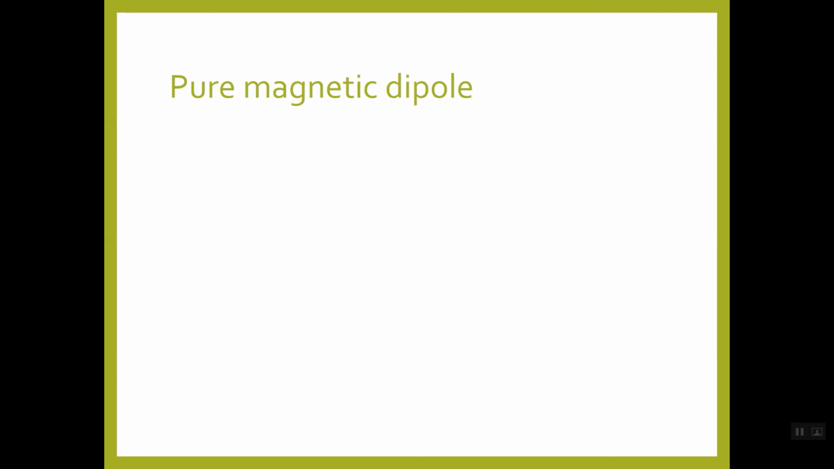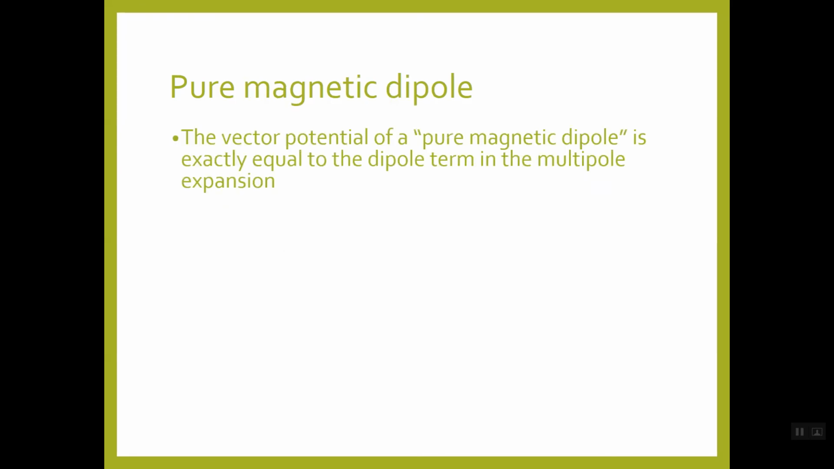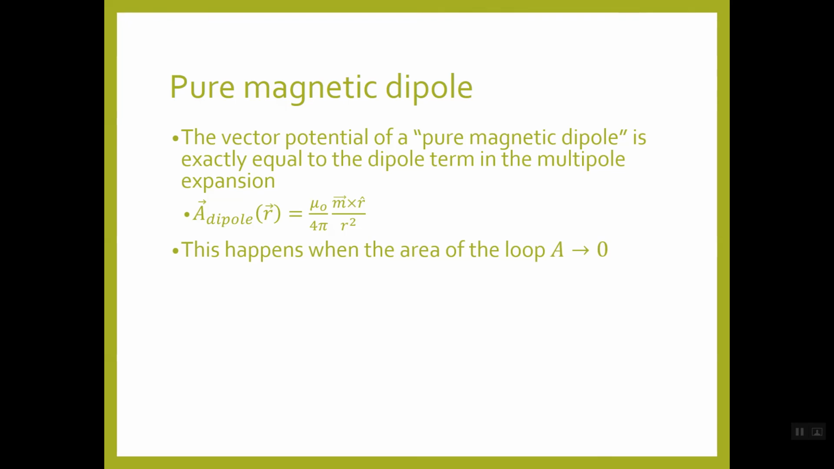Now we can look at the same thing, a pure magnetic dipole. This is when the vector potential of a pure magnetic dipole is exactly equal to the dipole term in the multipole expansion. This happens when the area of your current loop goes to 0. So make sure you remember this A here is area, not the magnetic potential A.